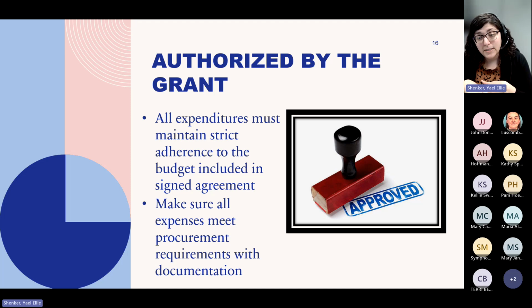Because if you are always incurring expenses before you seek reimbursement in the city, we don't want to be in a position where you went off budget without communicating with us and figuring out if there was a workaround, and then you spend funds and we can't reimburse you. So you have to make sure that all expenses meet procurement requirements with documentation.